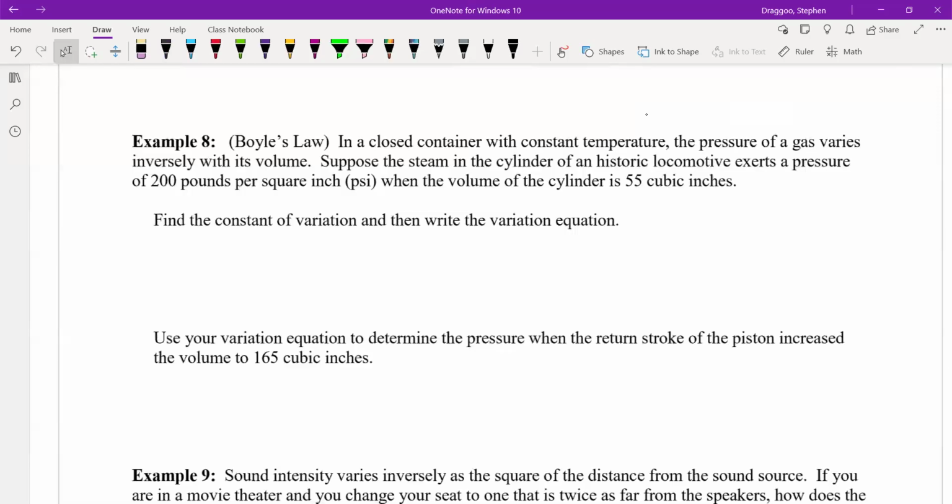So Boyle's law, which I think is also known as the ideal gas law. In a closed container with constant temperature, pressure of a gas varies inversely with its volume. So let's check that out. Pressure is indirectly related or varies inversely with its volume. P is equal to K times 1 over V. Or maybe we'll just call that P equals K over V.